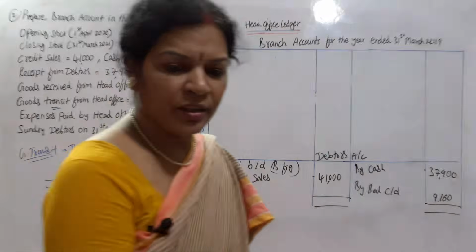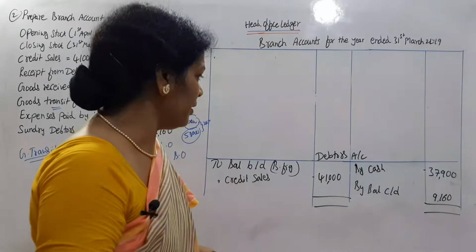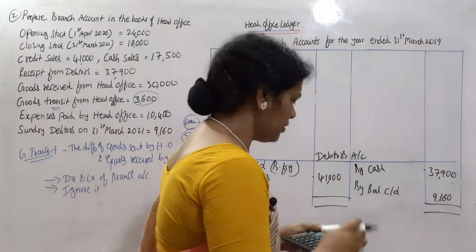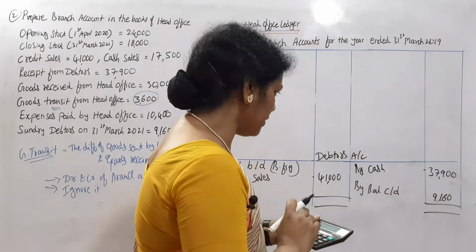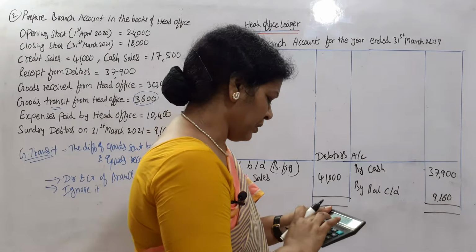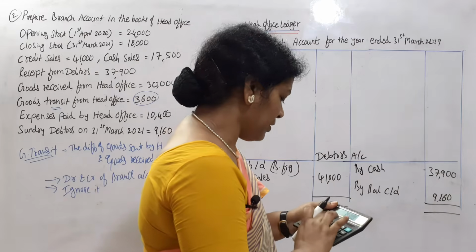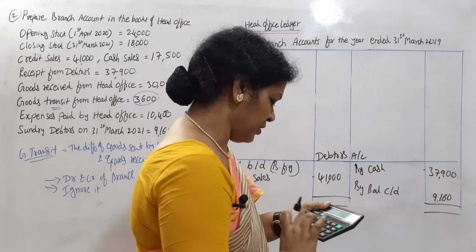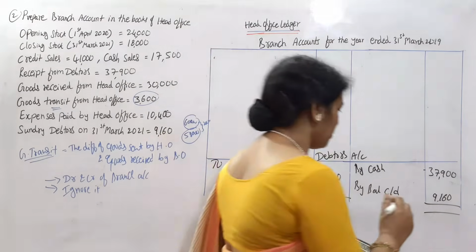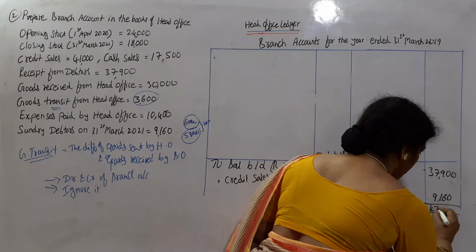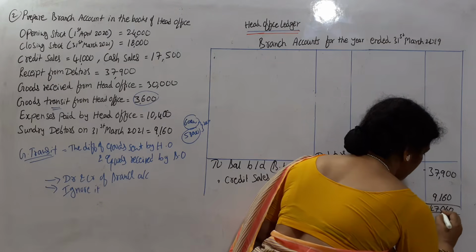We'll use the calculator. First we are opening the debtors account. 37,900, credit side is more, I think, yes. 37,900 plus 9,160 comes to 47,060 rupees.